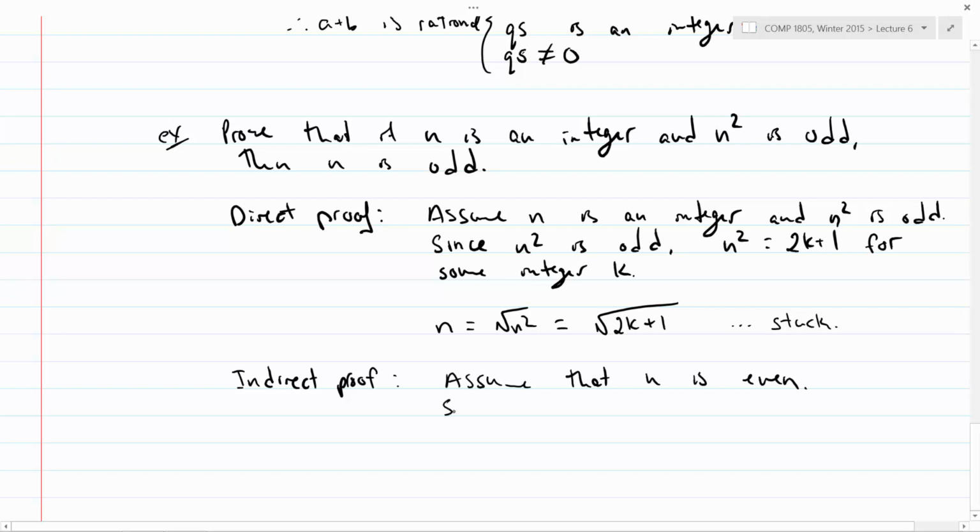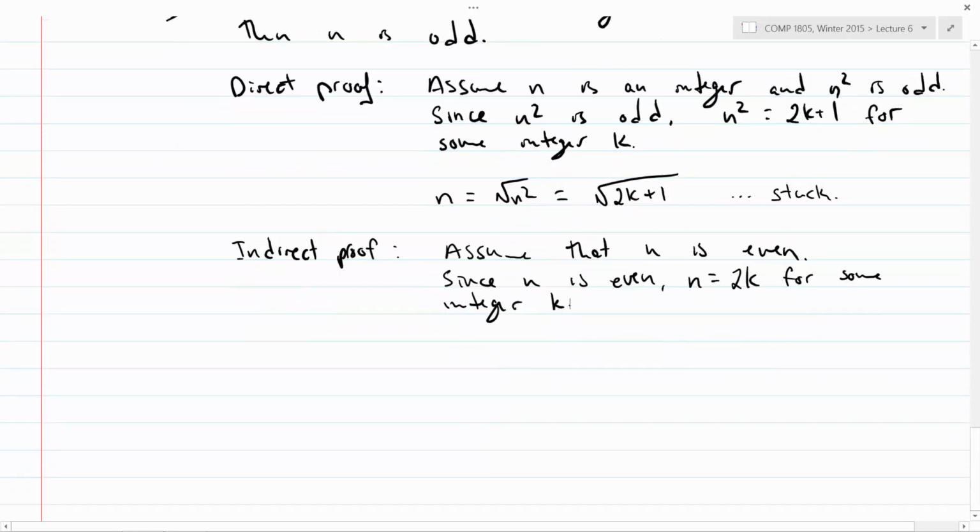Well, since n is even, n equals 2k for some integer k. Great. So that means n squared is equal to (2k) squared, which is equal to 4k squared, which is equal to 2 times 2k squared. One very common mistake here would be to say, instead of (2k) squared, to say 2k squared. If you do that, you'll still get the right answer, but your math is wrong.